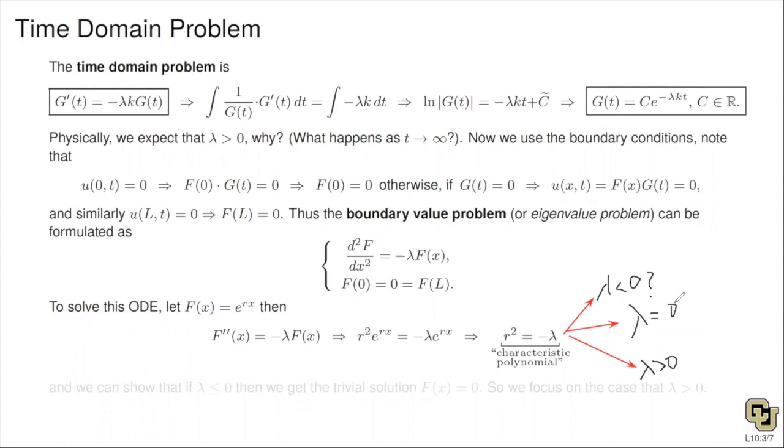Like, suppose lambda equals 0. Consider this case. If lambda equals 0, then r squared is 0, and so we have a repeated root. I don't know if you remember what we do when we have a repeated root, because this is a second order ODE. We're looking for 2 linearly independent solutions. So in that case, we assume f of x.